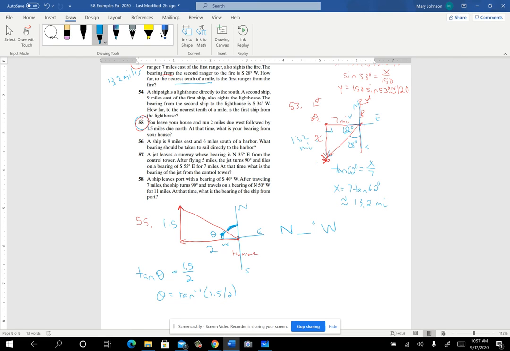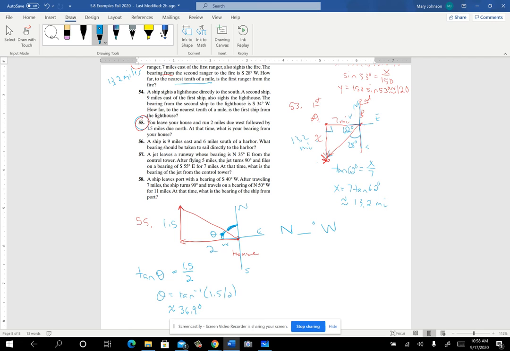Okay. All right, so I'm going to do that. Tan inverse. I'm going to go ahead and type in 1.5 divided by 2 and hit the button. And I get the angle to be about 36.869. So I'll say 36.9 degrees.